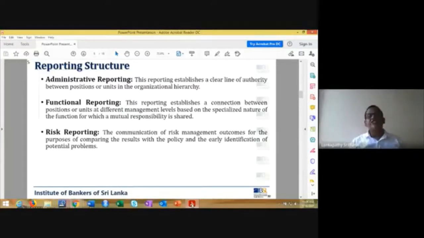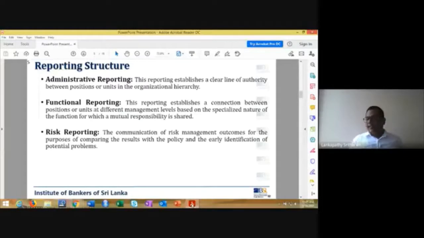And functional reporting means reporting which is not based on the administrative hierarchy. This is based on their functions. This reporting establishes a connection between positions or units at different management levels based on the specialized nature of the function, for mutual responsibilities. For example, let's take a customer who requests a large amount of loans and advances from a particular branch.